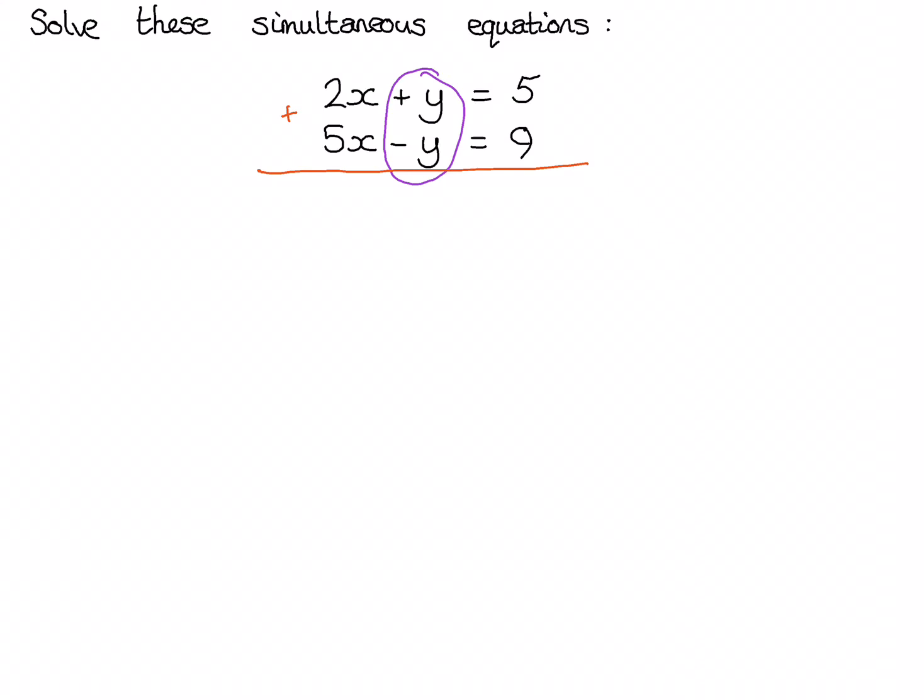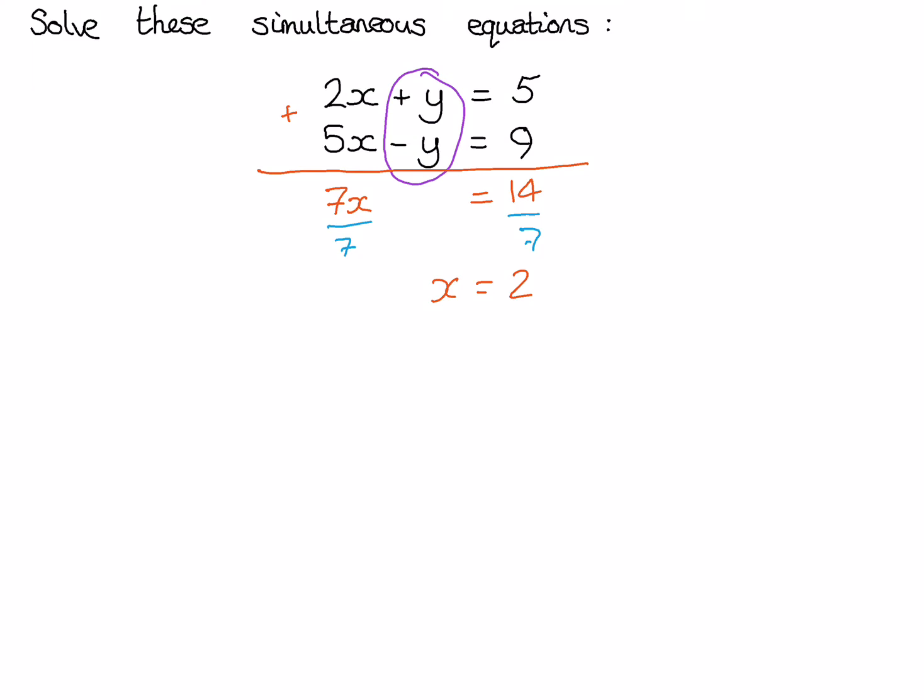On the left-hand side, we've got 2x plus 5x. They combine to make 7x. And on the right-hand side, we're going to have 5 plus 9 to make 14. What you now have is an equation with only one letter in it, which means we can actually solve it to find the answer. Divide both of these sides by 7, and we will get x equals 2 as our answer for x.